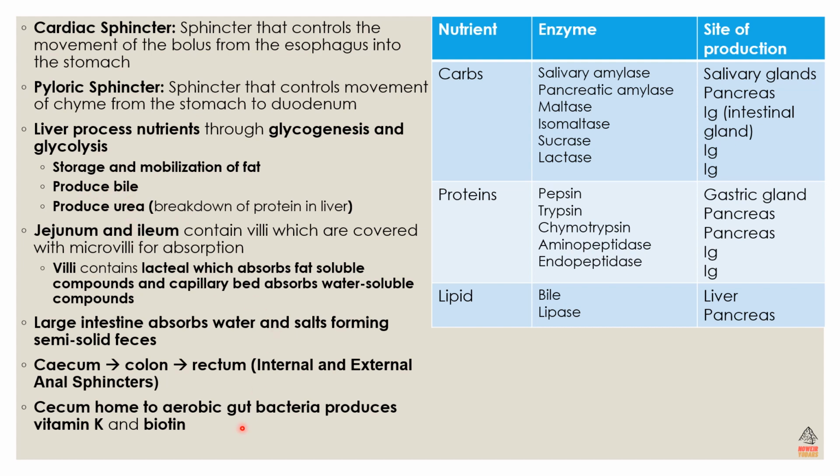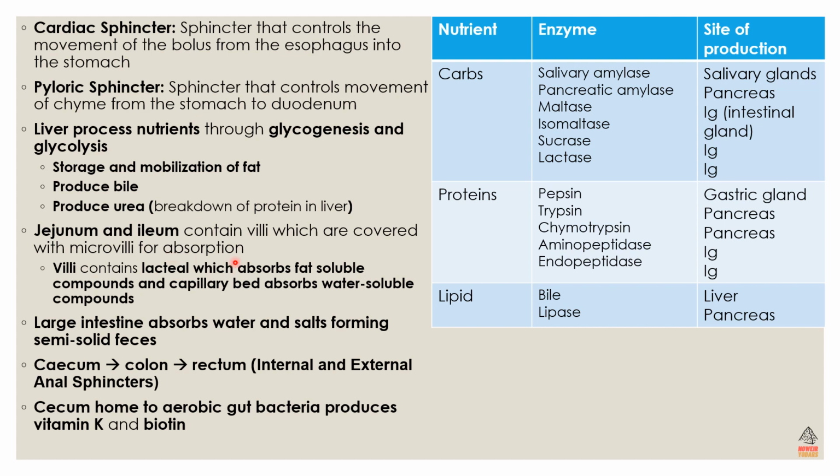Next, we have the two parts of the small intestine, jejunum and ileum, DJI. So the jejunum and ileum are for absorption mainly. They contain villi, which are covered with microvilli for absorption. And villi contain two things. They contain a lacteal and a capillary bed.